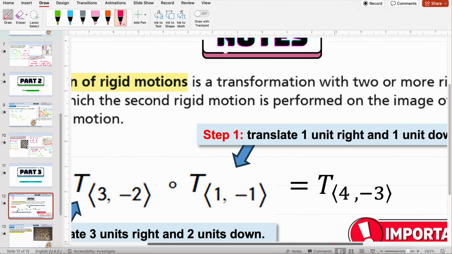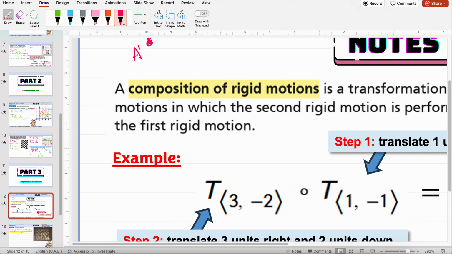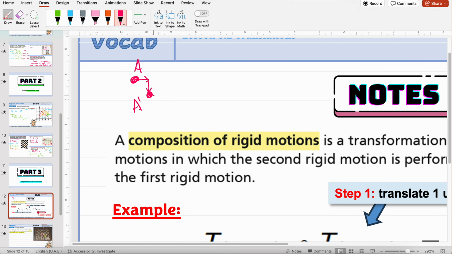Then A prime, you moved it 3 to the right and 2 down. Then the last point, we call it A double prime because I moved it twice. This is the second result, okay? Now, how can I describe this in translations?